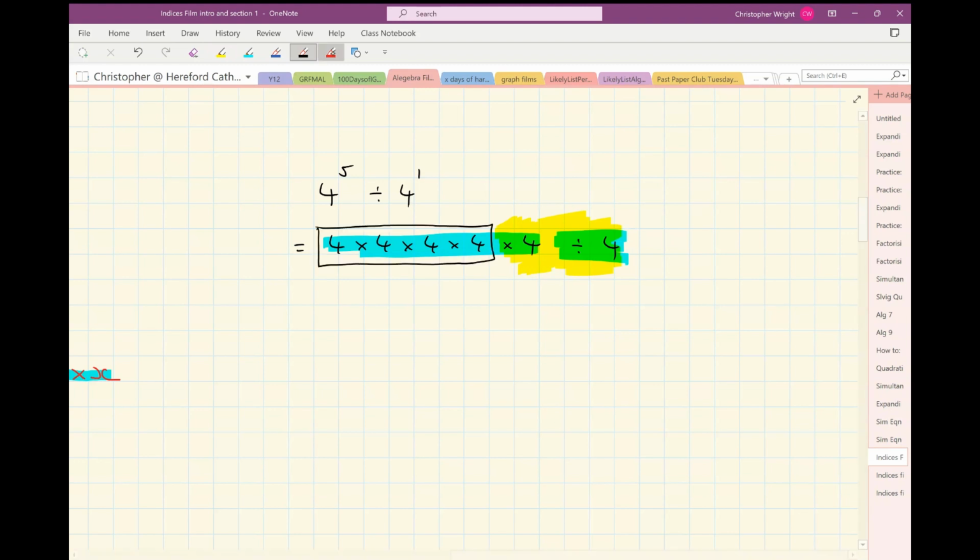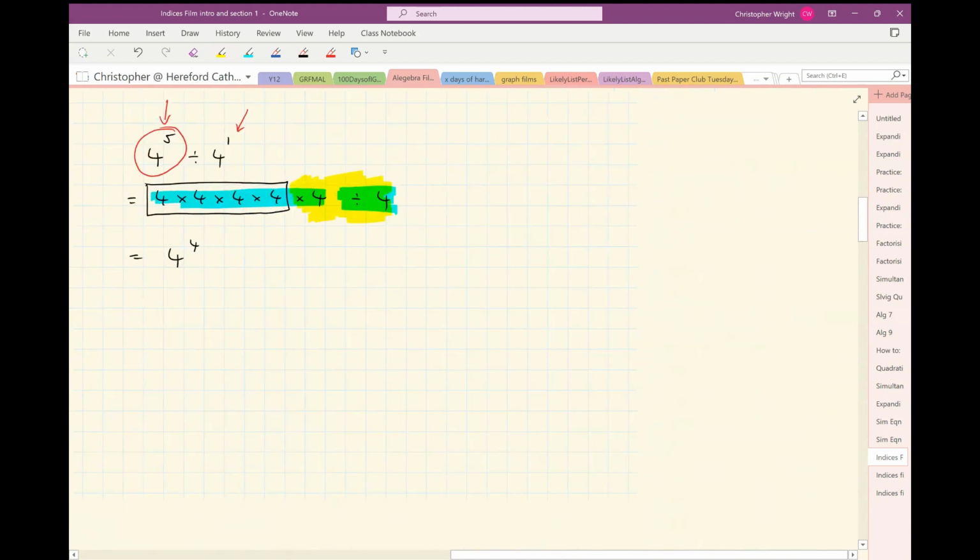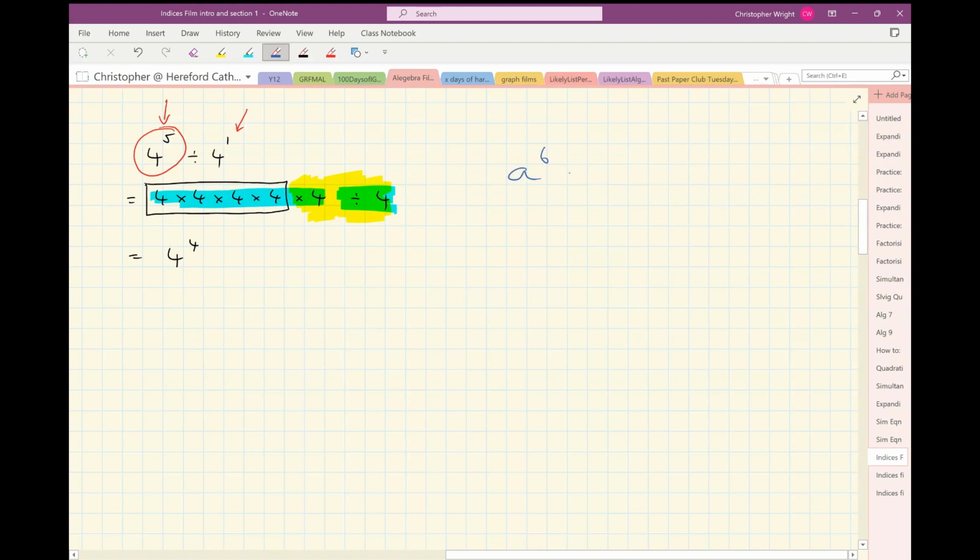So if you're going to divide by 4 to the power 1, actually, you're just going to have 1 less 4 in this expression. So 4 to the power 5 divided by 4 to the power 1 is 4 to the power of 4. In the same way, algebraically, if I look at a to the power of 6 divided by a to the power of 4, well, in this case, I've got a times a times a times a times a times a. That's my a to the power of 6.